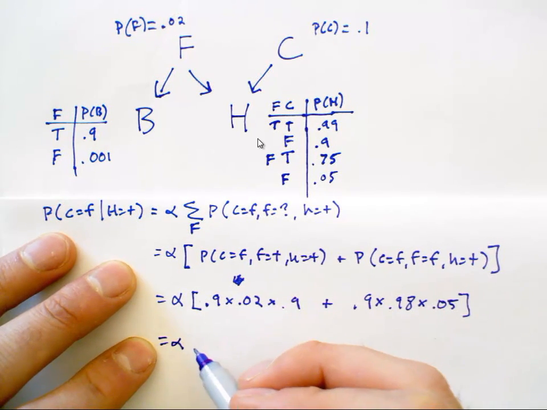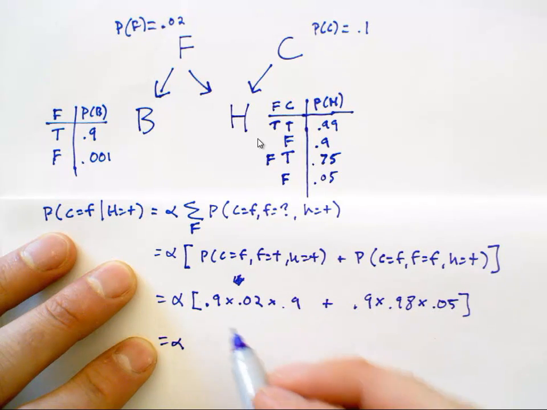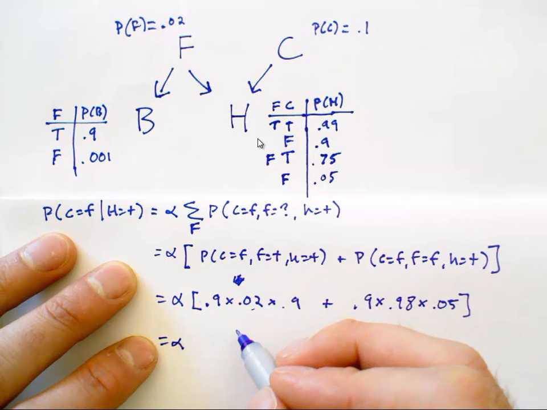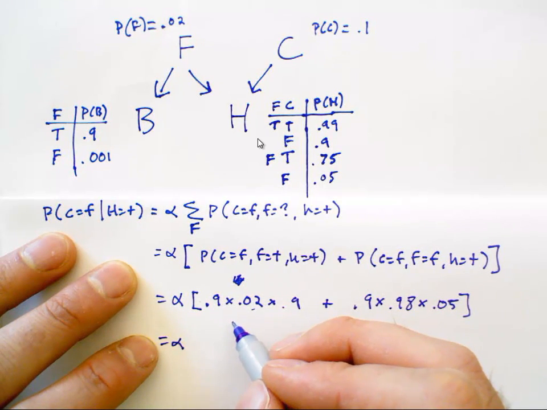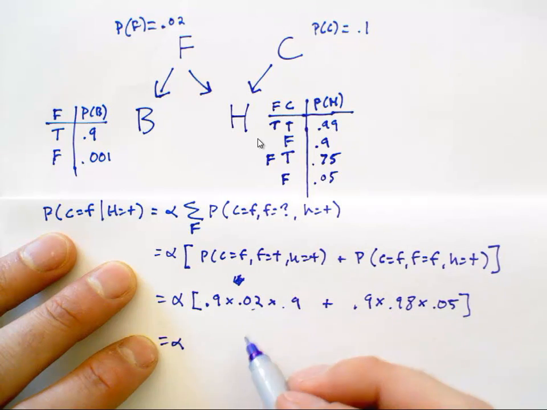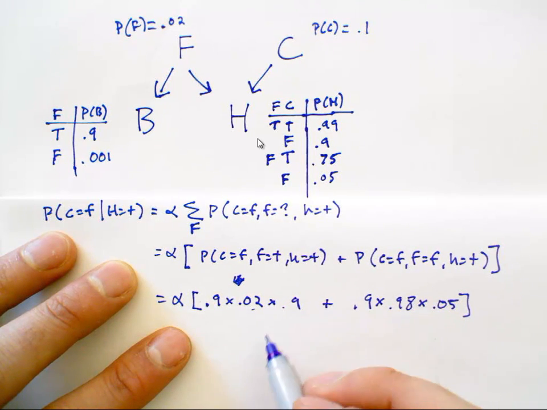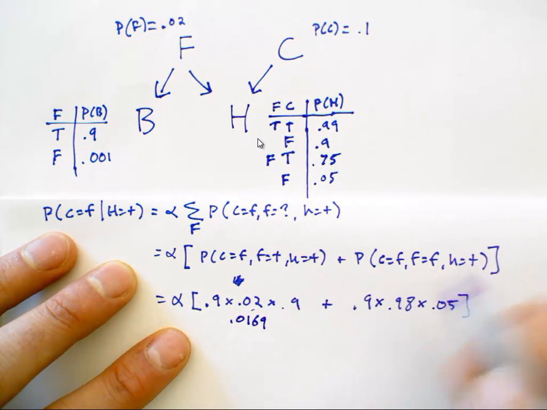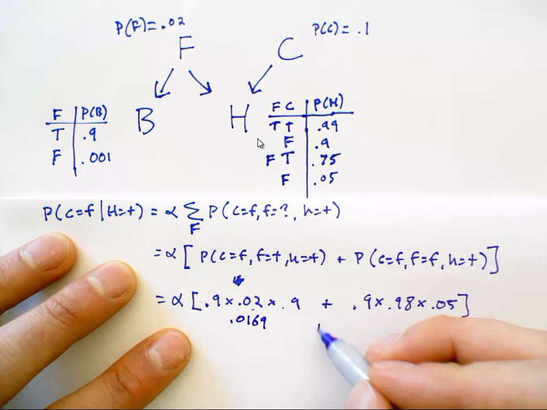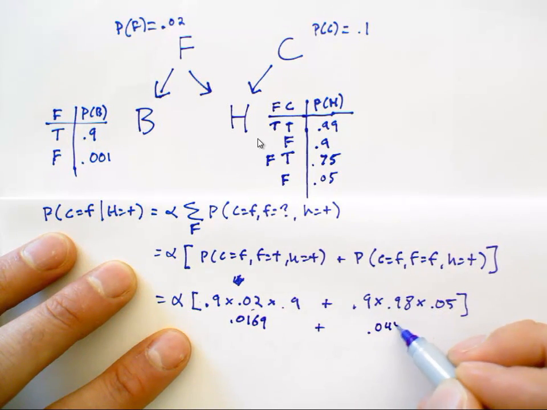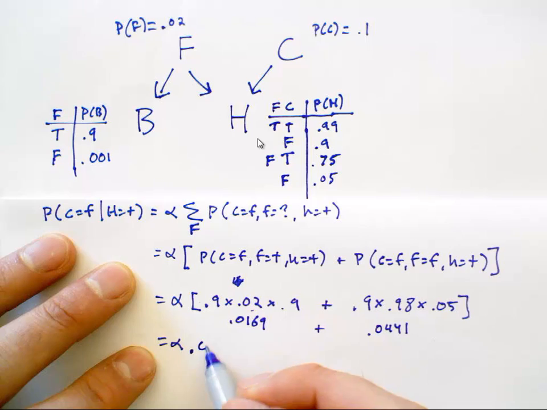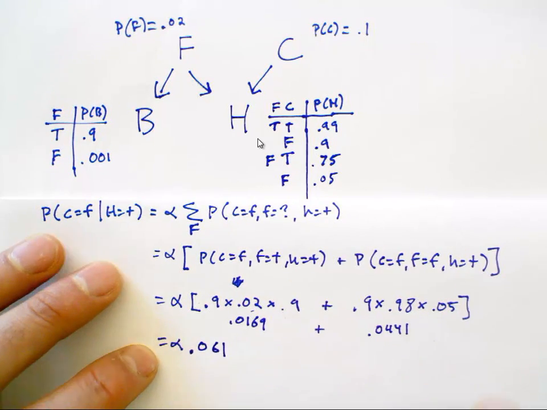Matt, can you come to our rescue here? Well, what's this if you multiply these three numbers together? 0.0169 and this other one was 0.0441. We add these up. 0.061. Okay.